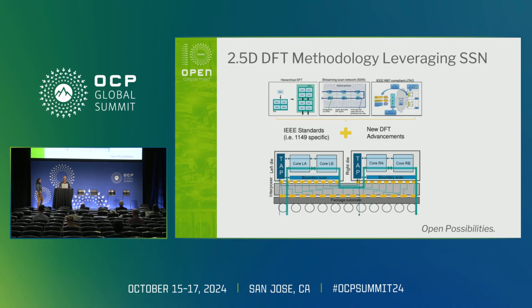And the right picture is another standard called 1687, which is for embedded instruments. Because a lot of times the dies and chiplets need to do a lot of internal monitoring of power drooping, voltage monitoring, process monitoring. So these are very important to get the yield up. So this kind of standard 1687 is very easily accessible through the existing JTAG protocol, which is 1149.1.